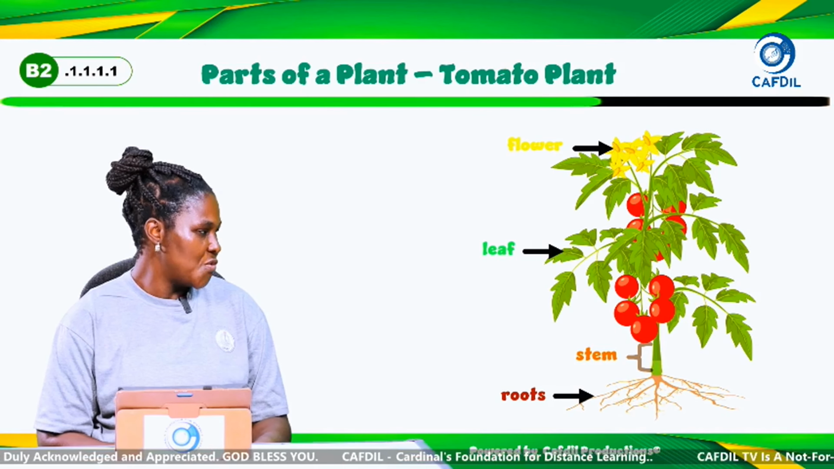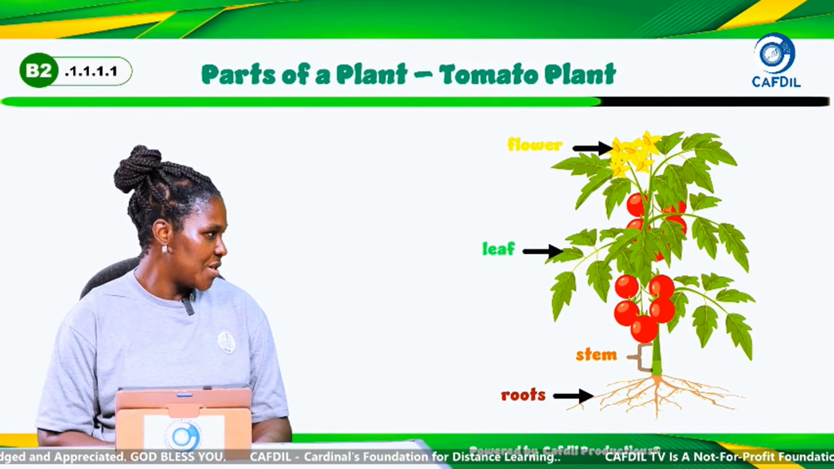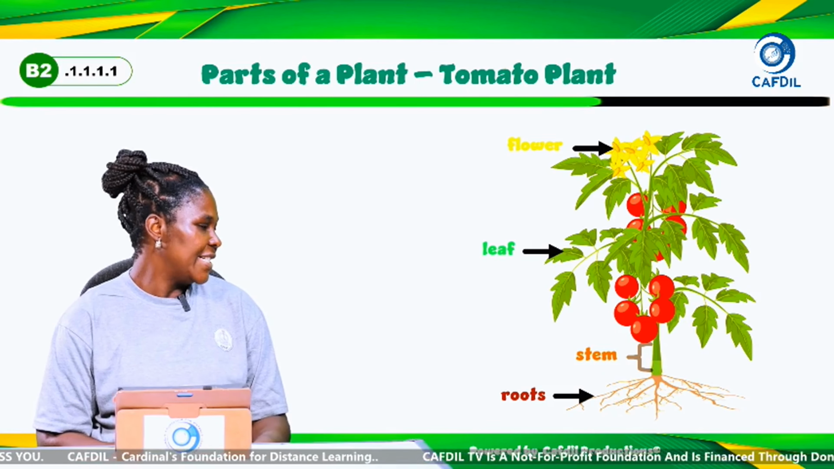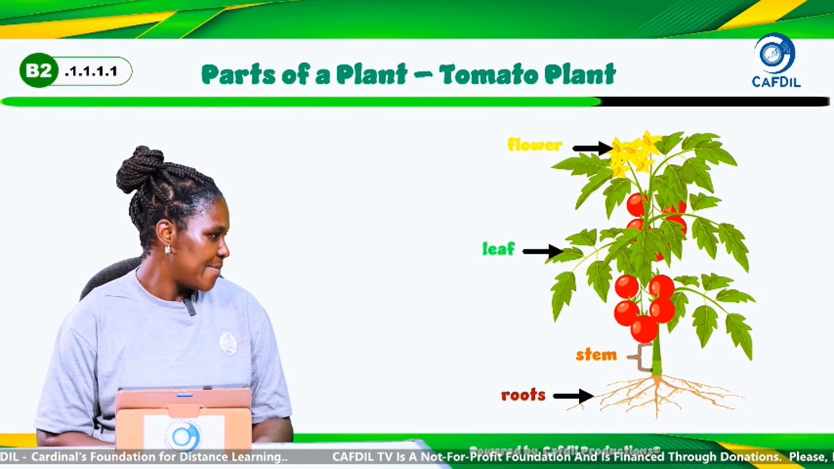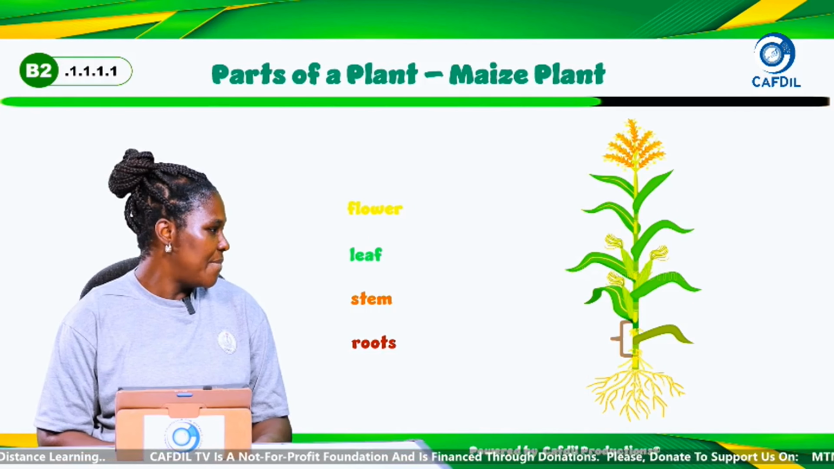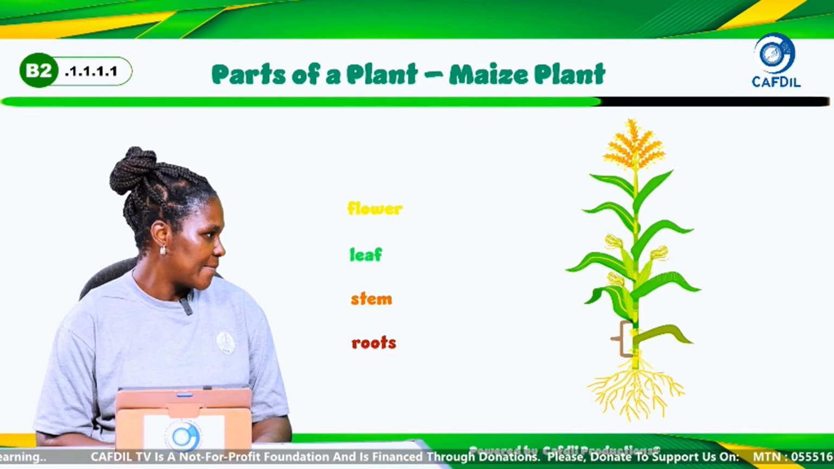We have the roots. So the tomato plant has also got the flower, the leaf, the stem, and the roots. Now this is a maize plant. So let's look at the parts of a maize plant.